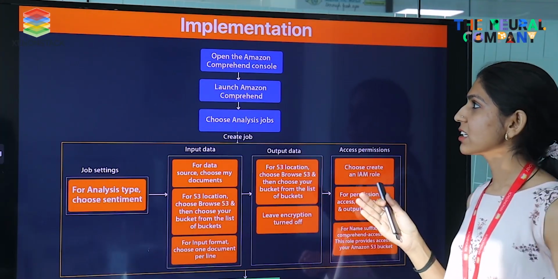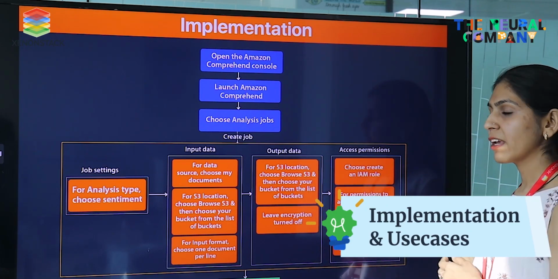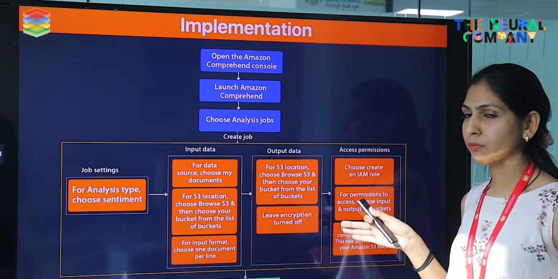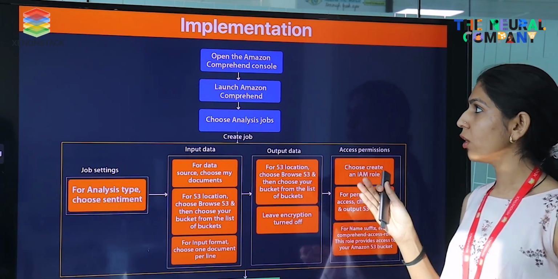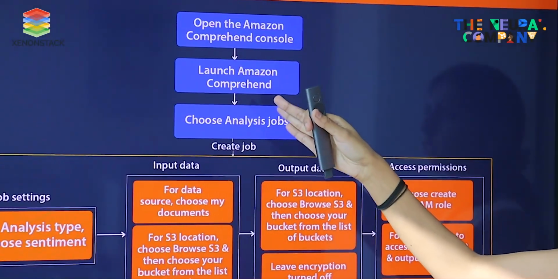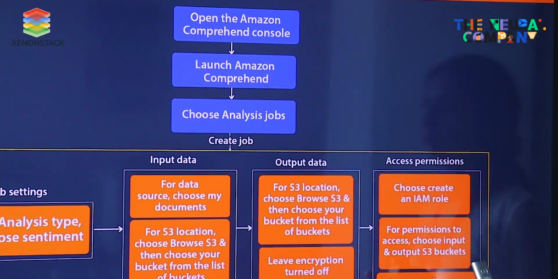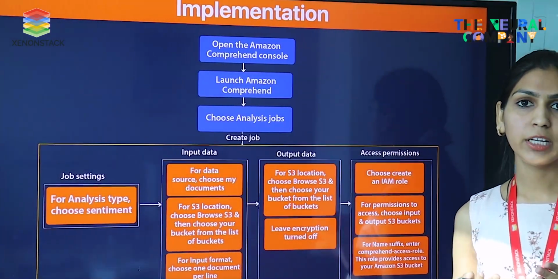Now let's discuss how we can configure the AWS components. For saving time, I have created a workflow of steps. Now let's discuss these steps. First of all, open the AWS Comprehend console and launch AWS Comprehend. After that, you have to create an analysis job for performing sentiment detection.